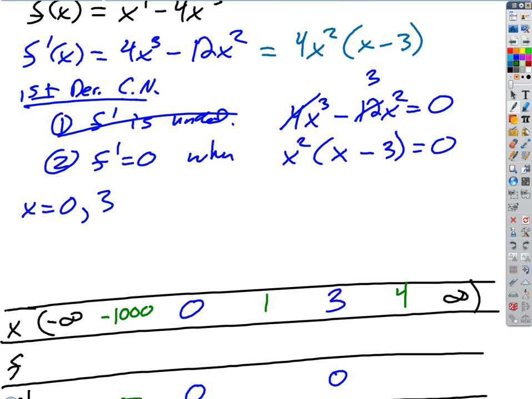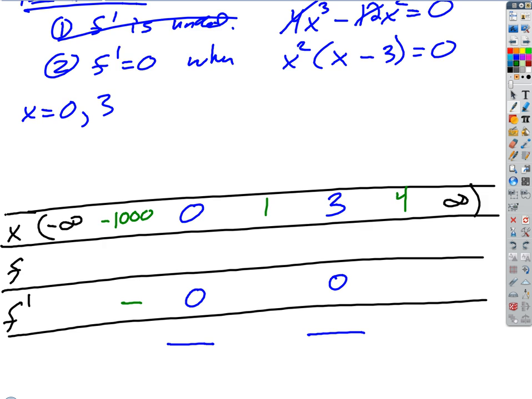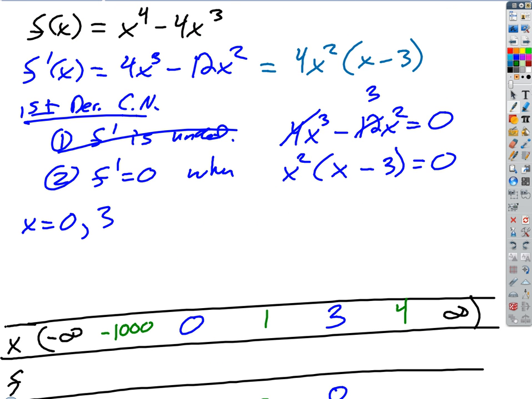So here we get negative. At 1, it's going to be negative, because I'm going to get positive, everybody see that? Times negative gives me negative again. And up here at 4, it's going to be positive. Positive times positive, right?